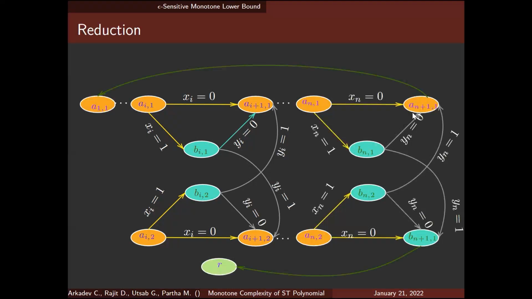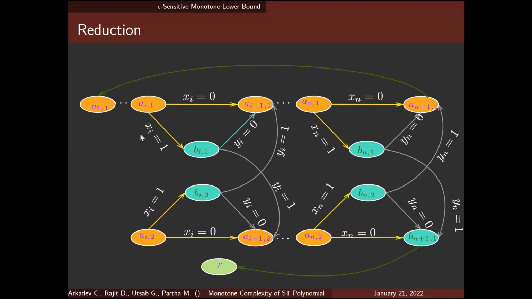Now let's see what the n plus 1th gadget is. The n plus 1th gadget has one Alice node and one Bob node. The Bob node is connected to the root R, and that Alice node is connected to the first gadget's top Alice node. Now observe what is happening here.